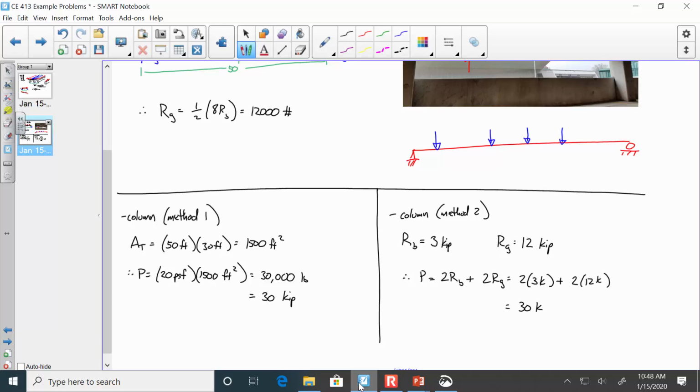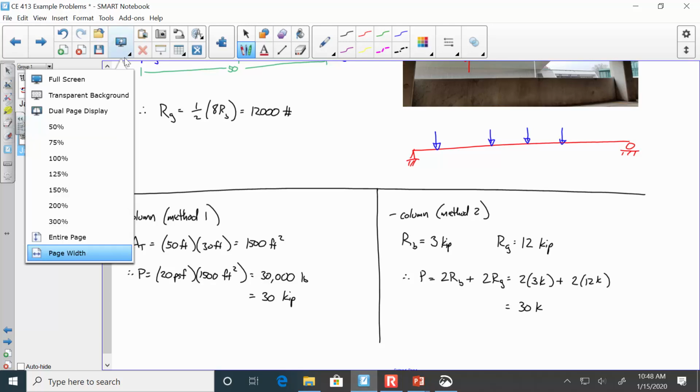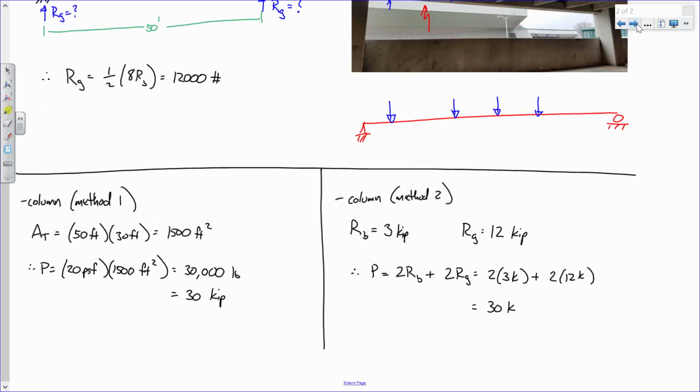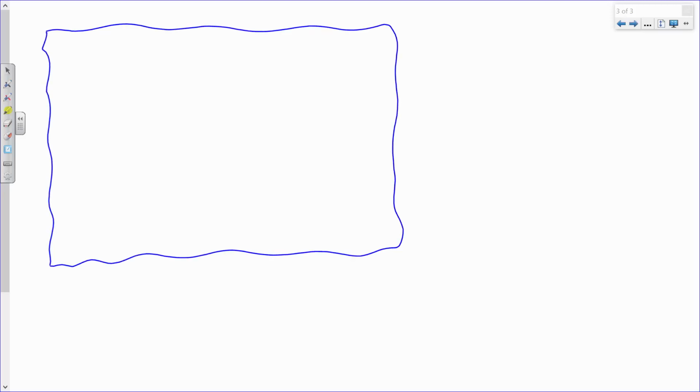Does that make sense? Now, here's one thing, though, to keep in mind. What I'm saying is that's 30 kips on that column, but that is only from one story. So imagine, let's be clear, imagine that here's the ground, and here's my building, and I'm looking at it off to the side.